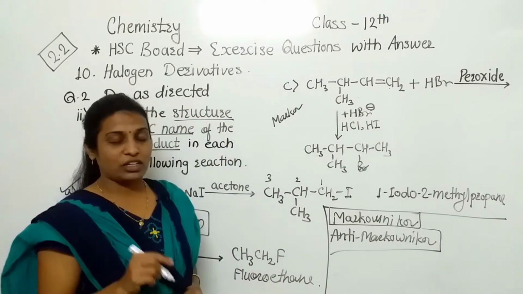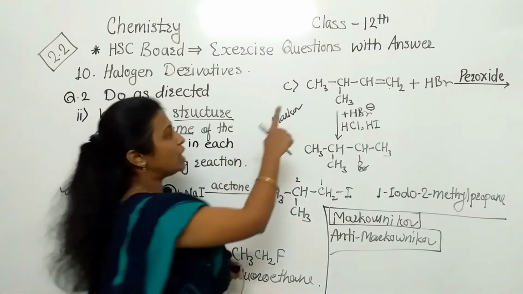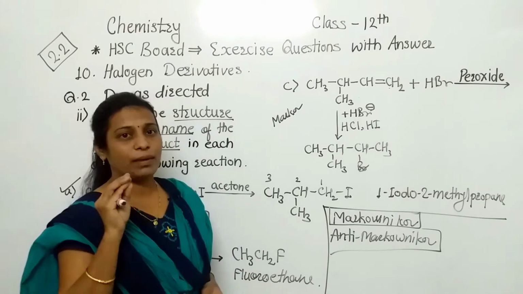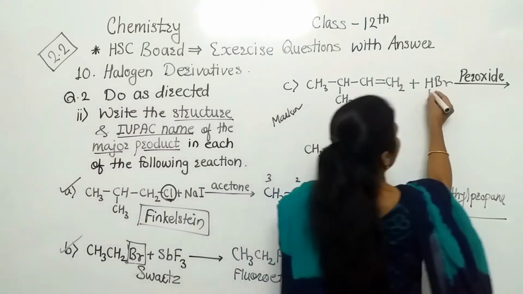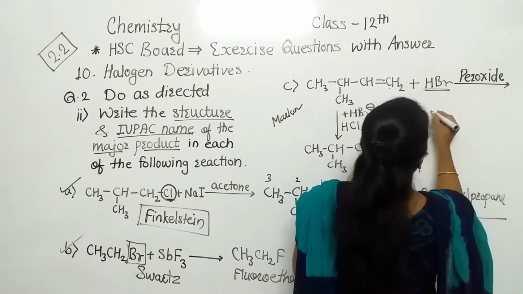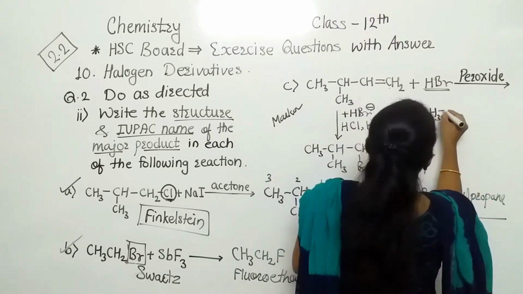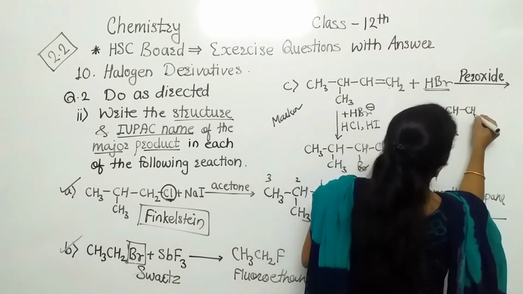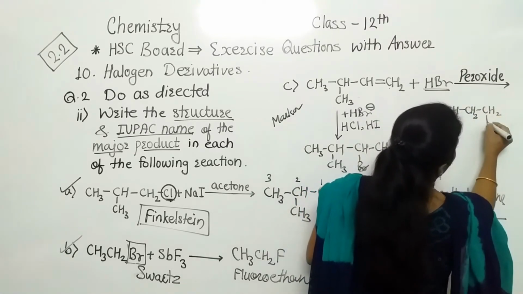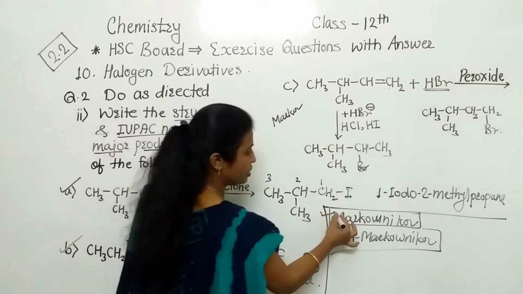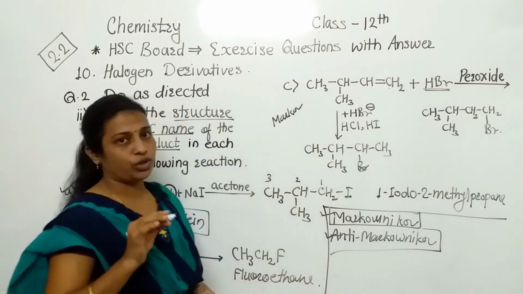This is the one condition. Second condition is that peroxide effect or anti-Markovnikov rule is applicable only for the addition of HBr, and that's why here we are getting the product, that is the CH3, CH, CH3, CH2, CH2Br. Hope so everyone understood that what is the Markovnikov, what is the anti-Markovnikov rule.